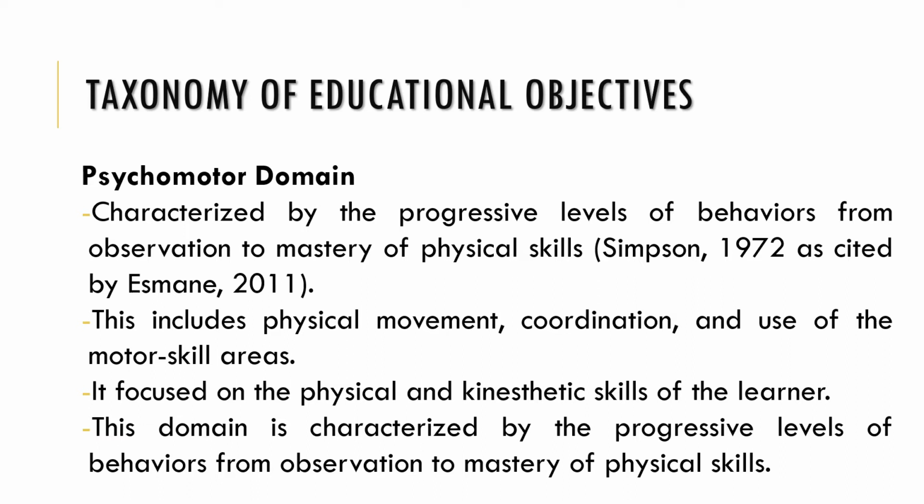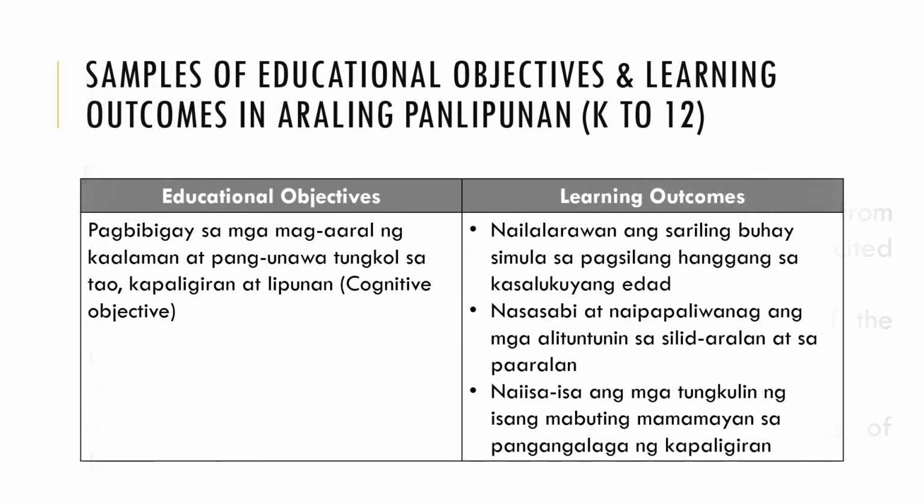So Bloom and other educators worked on the cognitive domain, and established and completed the hierarchy of educational objectives in 1956. It was called the Bloom's Taxonomy of the Cognitive Domain. The affective and psychomotor domains were also developed by another group of educators.